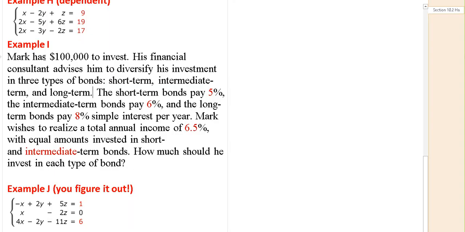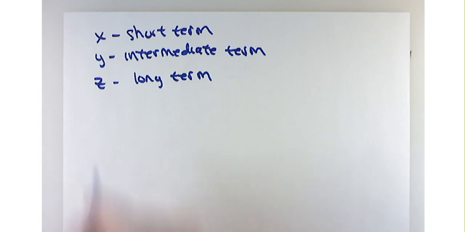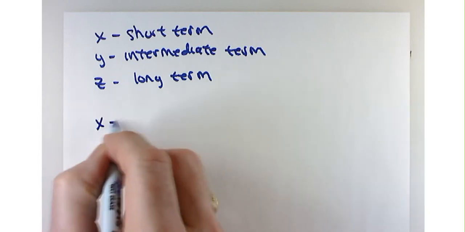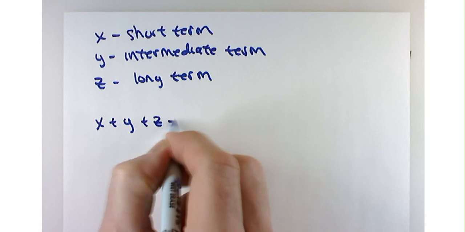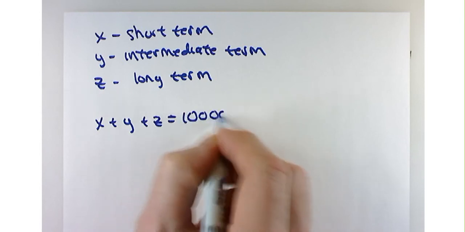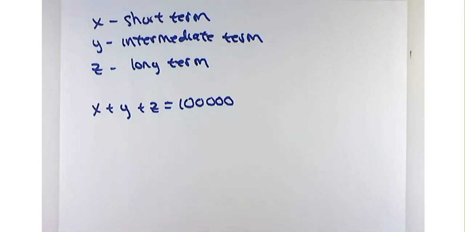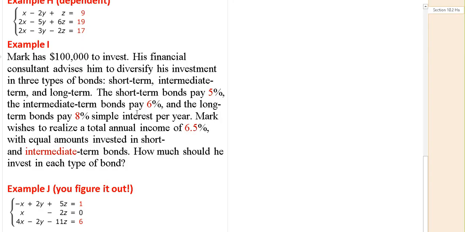Mark has a total of $100,000 to invest. His financial consultant advises him to diversify his investments in 3 types: short, intermediate, and long term. So, okay, that actually gives you an equation. The amount of money you invest, X plus Y plus Z, has to be $100,000. So that's one equation. Let's see if we can't chase after another equation.